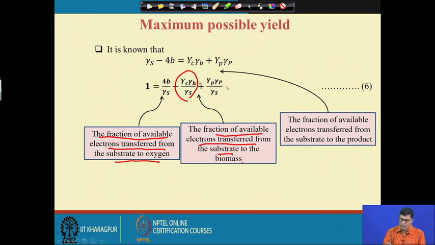This is biomass and this is product. So, again this is the fraction of electrons that is transferred from substrate to biomass. So this is oxygen, this is substrate, this is product. This is how electrons are transferring. So, we have 3 different portions here.